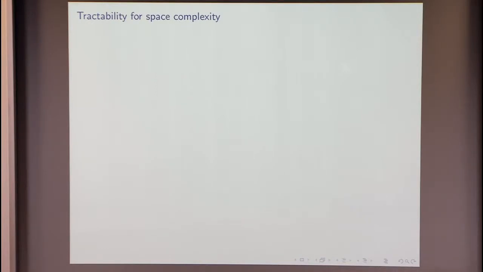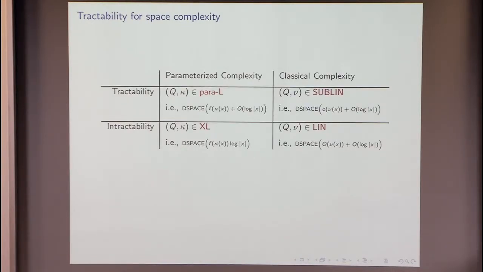Now we come to space complexity. In parameterized complexity, we have para-log space. A problem (Q, kappa) is in para-log space if I have an algorithm with running space f of the parameter plus O log x. And for intractability, we always look at problems with running space f of the parameter times log x. So one is the addition, the other is the multiplication of these two terms.